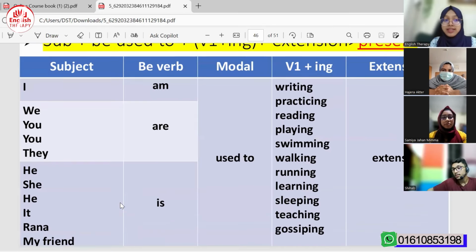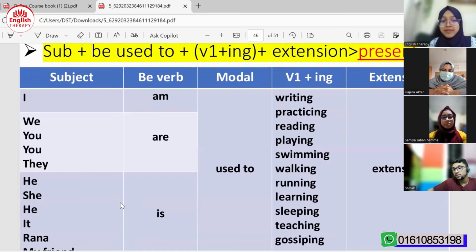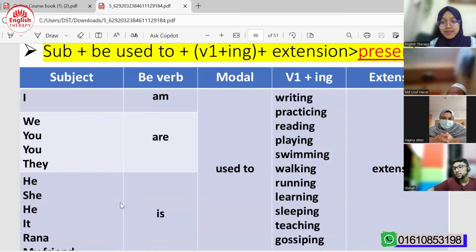Used to is basically a past habit, and be used to is a present habit. Yes, it indicates our present habit also.